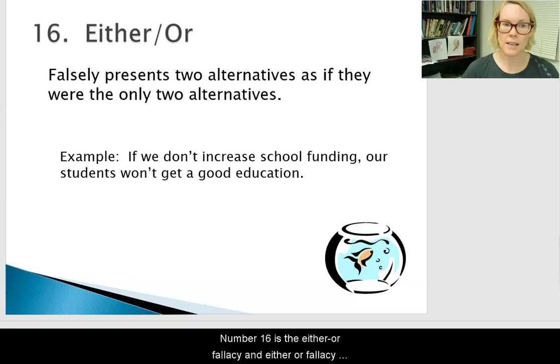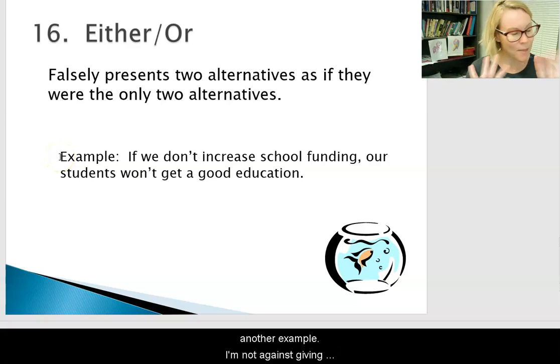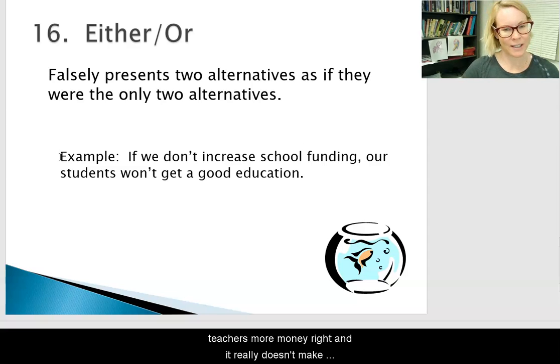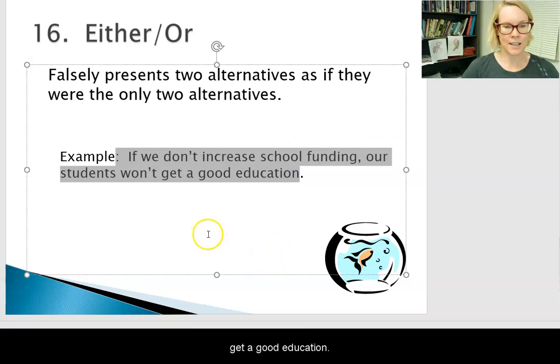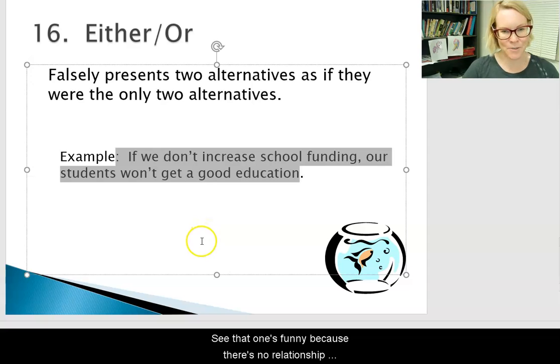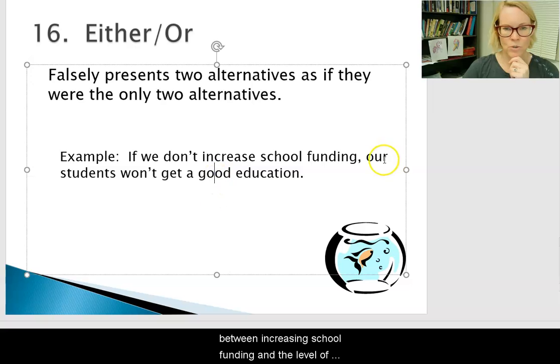Number 16 is the either-or fallacy. An either-or fallacy falsely presents two alternatives as if they were the only two alternatives. So here's an example. Now, I'm not against giving teachers more money, right? But we hear this argument a lot, and it really doesn't make sense. It says, if we don't increase school funding, our students won't get a good education. See, that one's funny, because there's no relationship between increasing school funding and the level of education our students get.